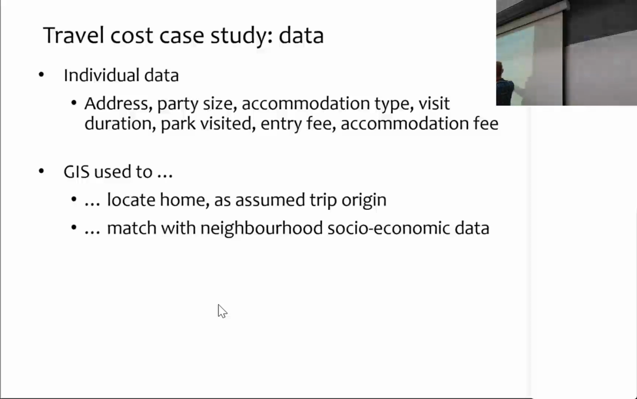So what do we know? We know the address, we know the size of the party, we know the accommodation type, we know how long they stayed, we know which park they visited, we know how much they paid to get in, we know how much they paid to spend the night. And then found home, and then also match this not to the individual income, South Africa, race, and those sort of things, but match that with the socioeconomic data, right? These are from a poor neighborhood, these are people from a black neighborhood, and so on and so forth.